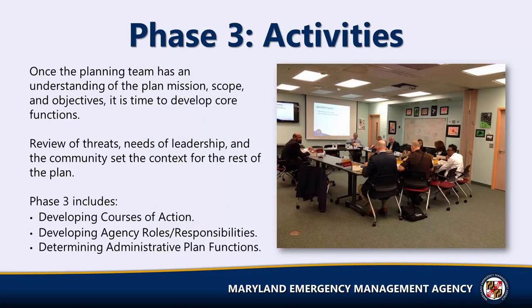Once the planning team has an understanding of the plan mission, scope, and objectives, it is time to develop core functions. A review of the threats and needs of the leadership and the community set the context for the rest of the plan. It is important for the planning team to align the remainder of the planning process with the plan elements already developed. As noted previously, Phase 3 includes developing courses of action, developing agency roles and responsibilities, and determining administrative plan functions.